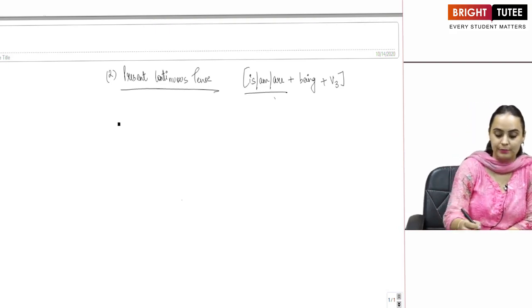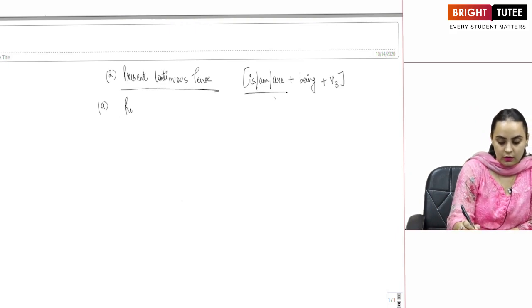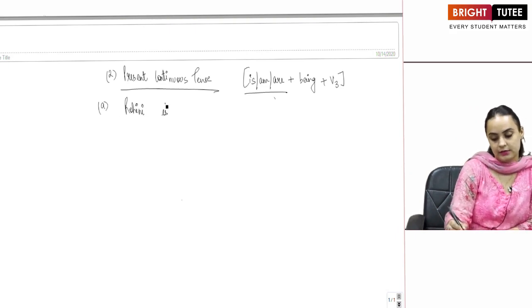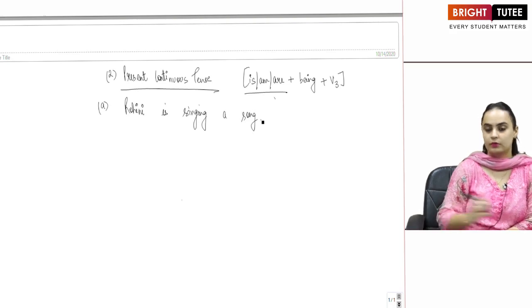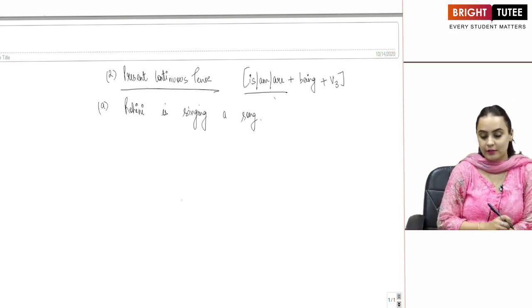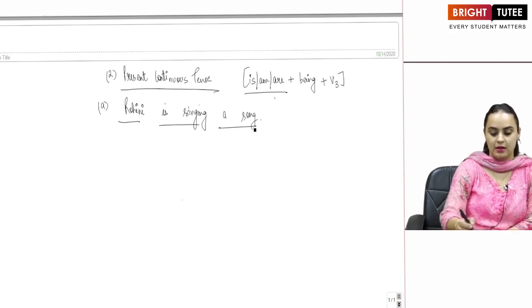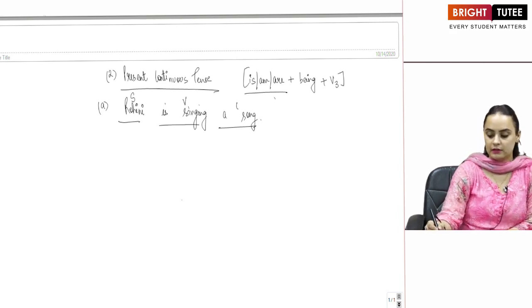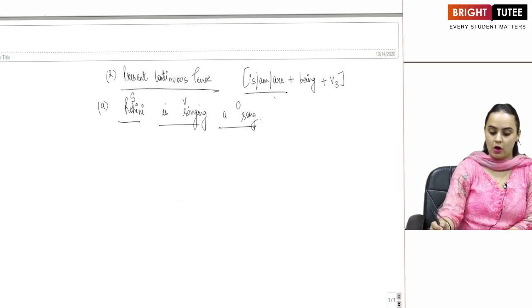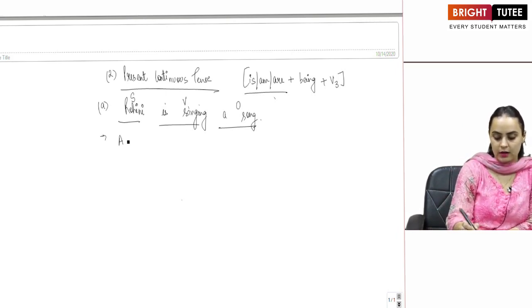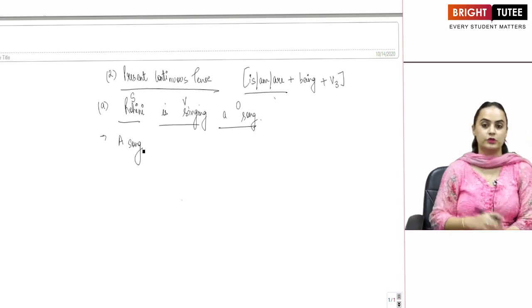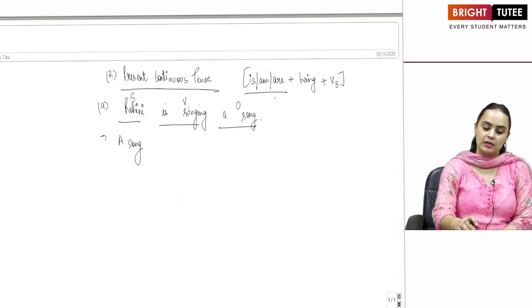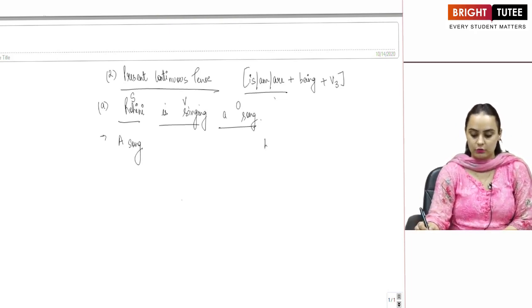Now, let us look at some examples. Rohini is singing a song. Now, the first thing that I have taught you to always do is to divide them. My subject is Rohini, is singing is the verb, and a song is the object. Object becomes the subject, so my object is a song, which now becomes my new subject. The original subject is now the object, so Rohini becomes by Rohini.